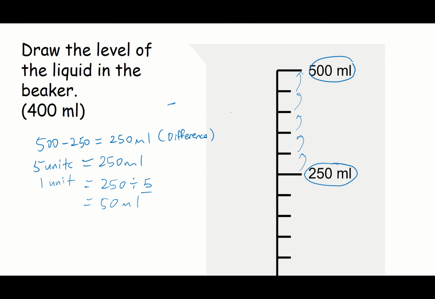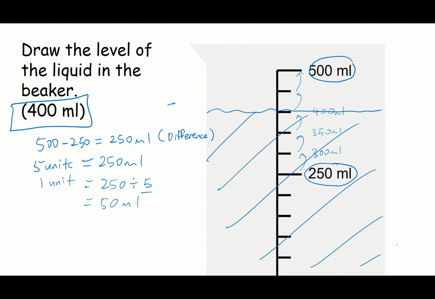Alright, so let's count in 50s to reach 400 milliliters. Ready? Let's go. 250, 300, 350, 400. And 400 is the answer that we want. This is 400 milliliters. I forgot to add the units. And this is the water level.